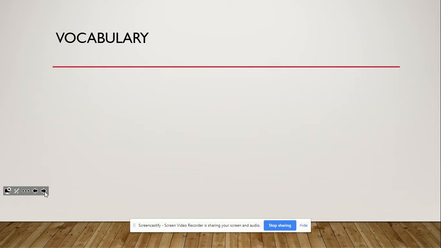Let's discuss some vocabulary. First of all, a relation is the pairing of any two sets. When we're talking about relations, more often than not, we're going to be talking about numbers, but there are situations where we can talk about certain other types of data.